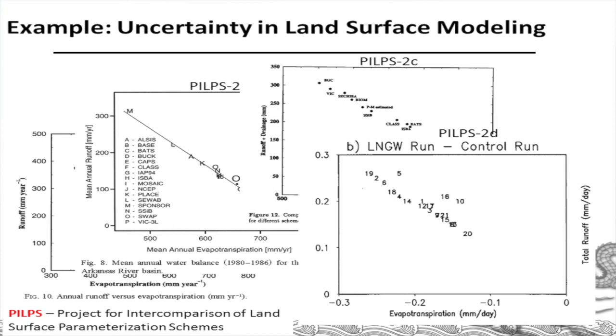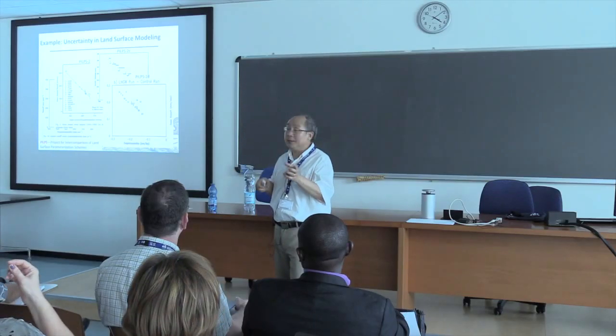And this is PILPS 2a, 2b, 2c, and 2d. All the models, we're talking about 10 years apart, those four phases. And the uncertainty has always been there. And there is something I fear: even though a lot of work has been done trying to create the best model possible, people haven't been paying attention to the uncertainty.